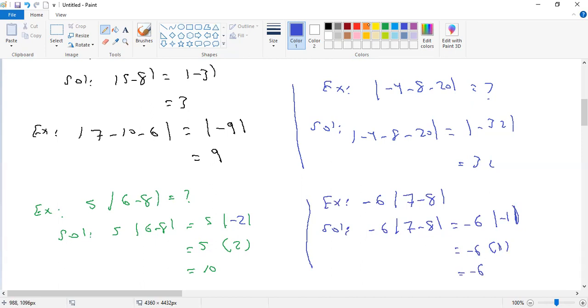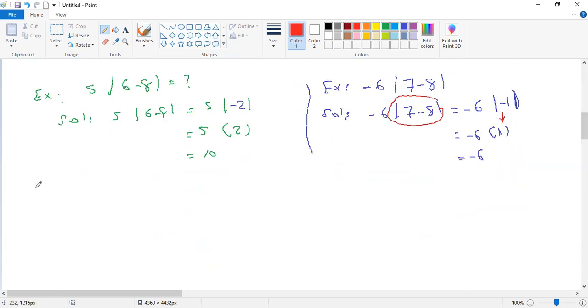Now see, the absolute value here is positive, which is 1, but multiplied by negative 6, the output now is negative. But the absolute value output is positive. Okay, another example.